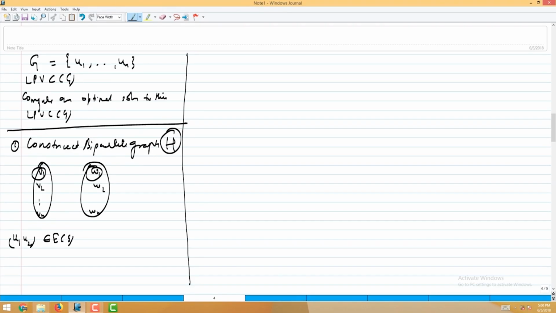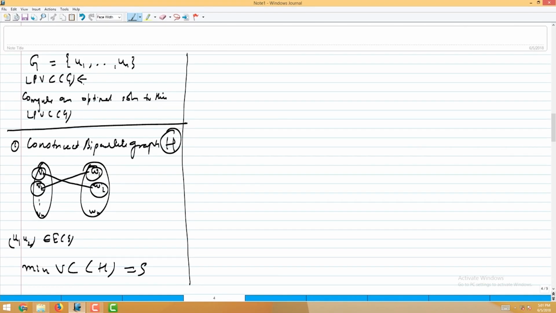And how do I put edges in this bipartite graph? Suppose there was an edge between U1 and U2 in the graph G. Then I look at the copies. What are the copies of U1? V1 and W1. And what are the copies of U2? V2 and W2. So I put an edge between V1 and W2 and between V2 and W1, like this. Okay, this is the construction of the bipartite graph. This is the bipartite graph that we'll be working with.